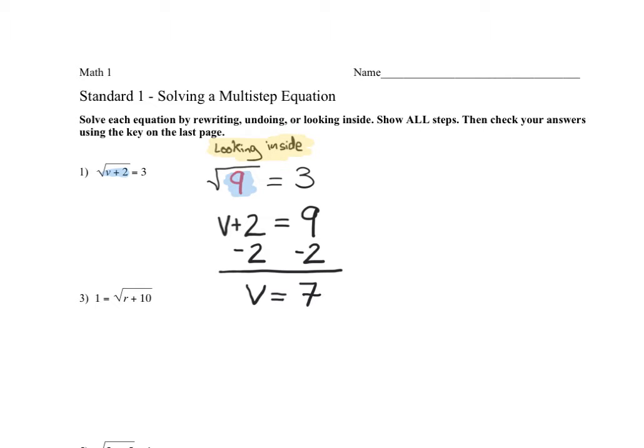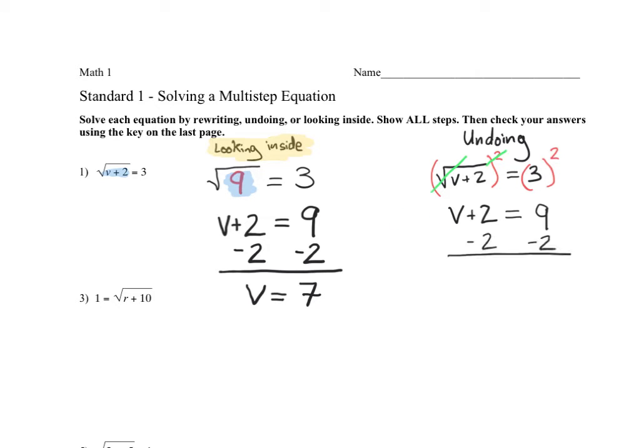Alternatively, the way to undo a square root is to square both sides of the equation, aka raise both sides to the second power. When I do that, I once again end up with 9 on this side, and then the square undoes the square root. So these operations cancel each other out, and on this side, I end up with v plus 2. Now we're back at this spot, and I can perform the same operation to isolate v. I subtract 2 from each side and get v equals 7.